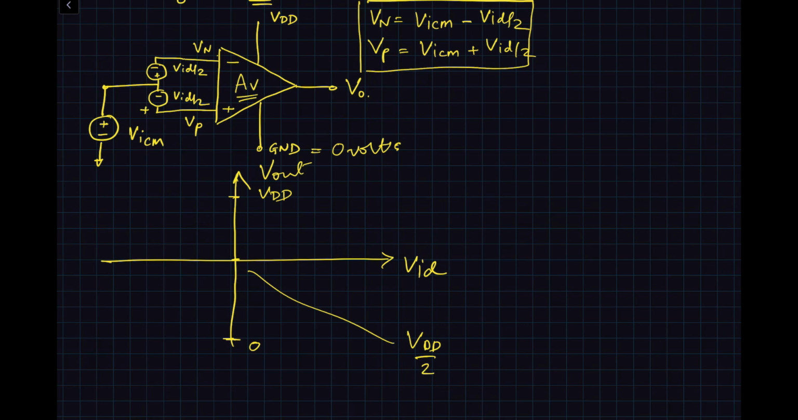So in this particular case, if the VID goes up, then this is what the characteristics will look like, something like this. If VID goes positive, then the output of the amplifier will go positive, and because the gain is large, as soon as VID goes beyond a few millivolts, the amplifier output will clip to VDD. And the slope of this line is the gain of the amplifier, AV.